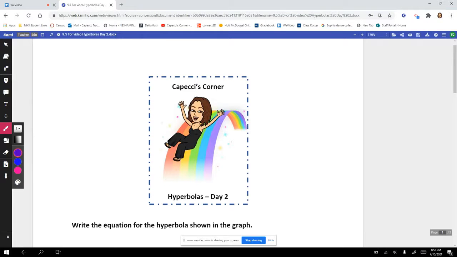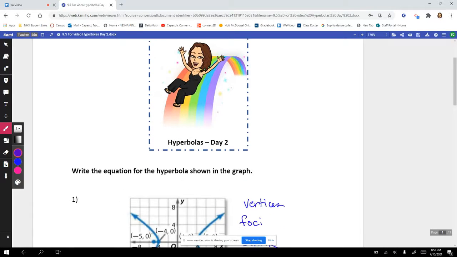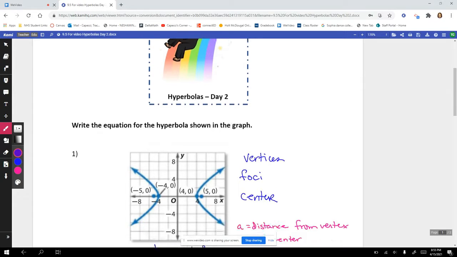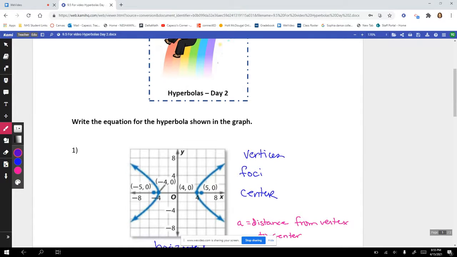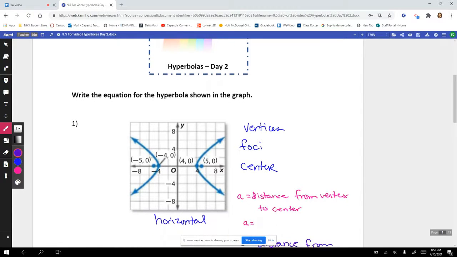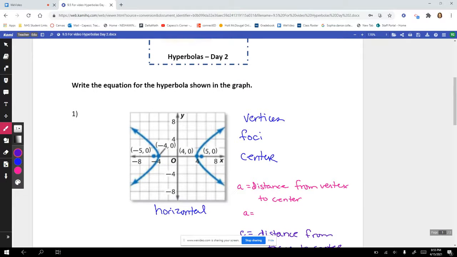Today on Capechi's Corner, we're going to look at hyperbolas, and this is our second day. On our first day, we worked on graphing hyperbolas and naming different parts of the hyperbola. Now we're given a graph, and we're going to write the equation. So let's first pull out what we know.